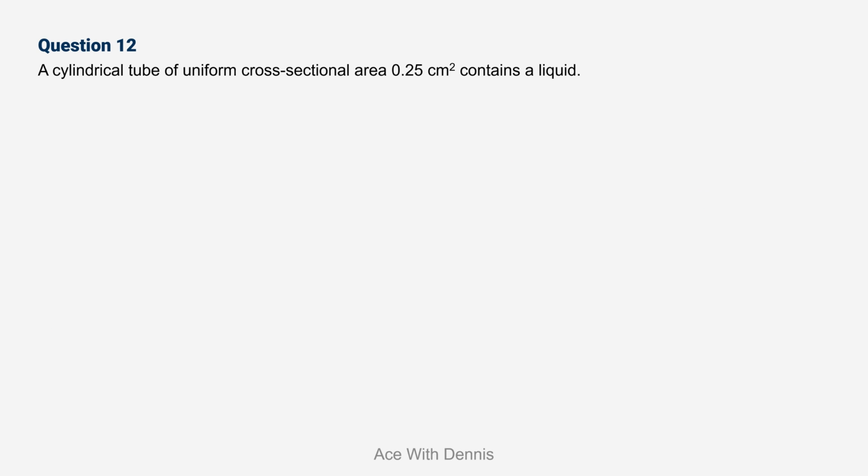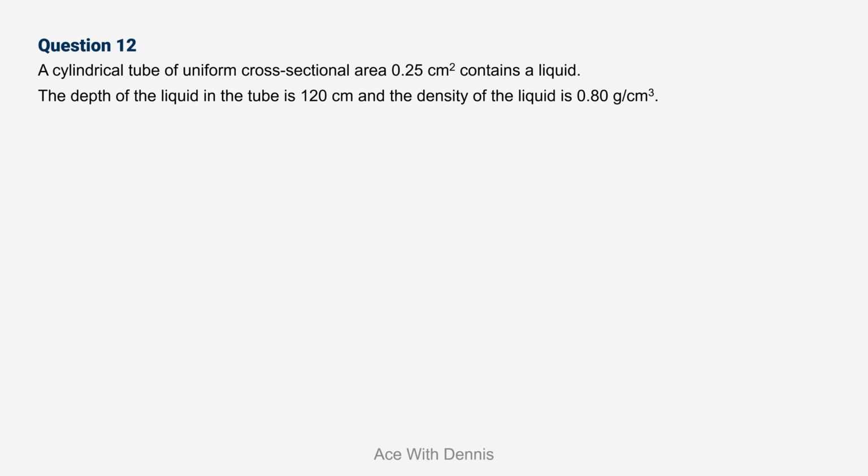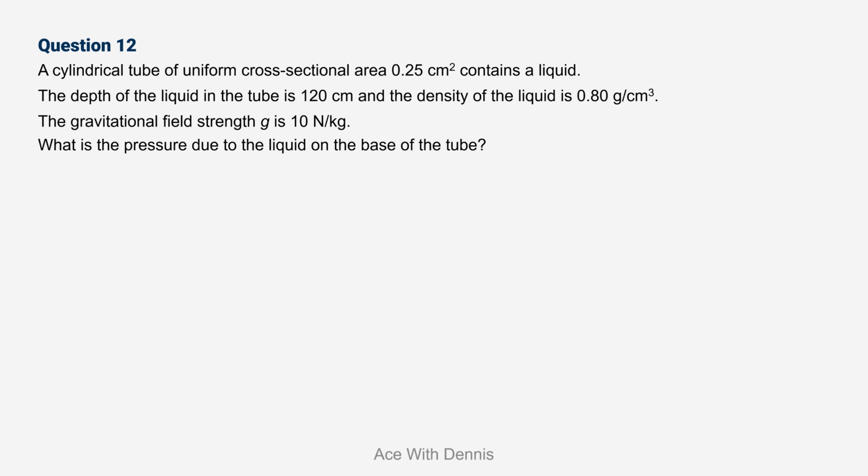Question 12. A cylindrical tube of uniform cross-sectional area 0.25 centimeters squared contains a liquid. The depth of the liquid in the tube is 120 centimeters and the density of the liquid is 0.80 grams per centimeter cubed. The gravitational field strength g is 10 newtons per kg. What is the pressure due to the liquid on the base of the tube? A. 0.096 newtons per centimeter squared. B. 0.96 newtons per centimeter squared. C. 96 newtons per centimeter squared. Or D. 960 newtons per centimeter squared.